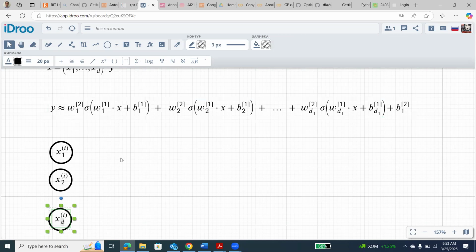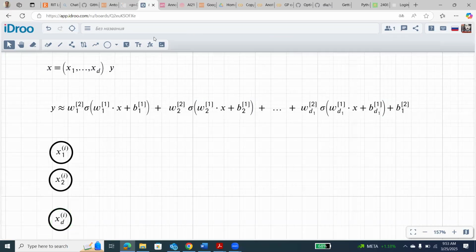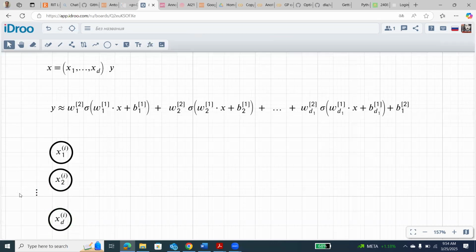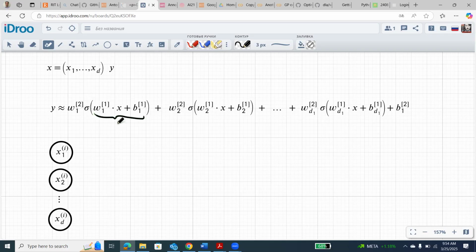So this is our input to the model, or to the neural network. We want to call this model a neural network. Then we calculate the linear combination. So let's denote this by H, from hidden. It's called the hidden layer. It will be called the hidden layer of the neural network.